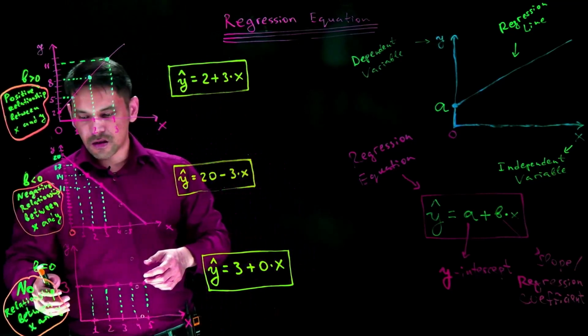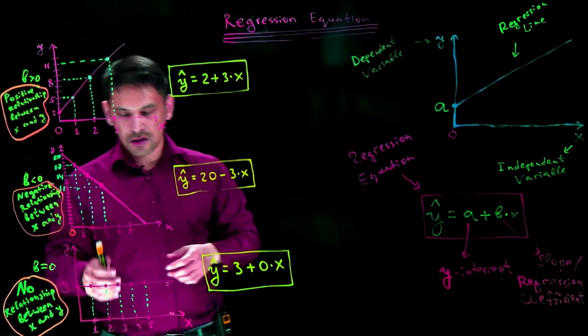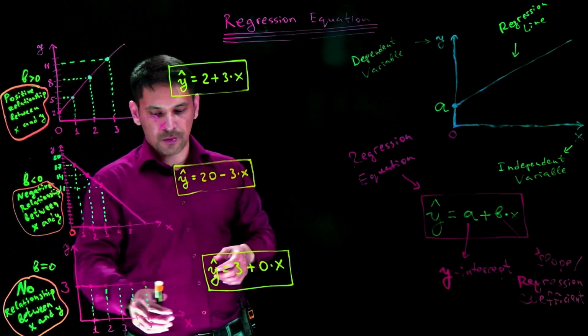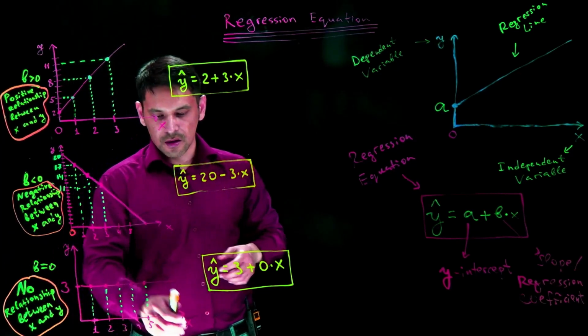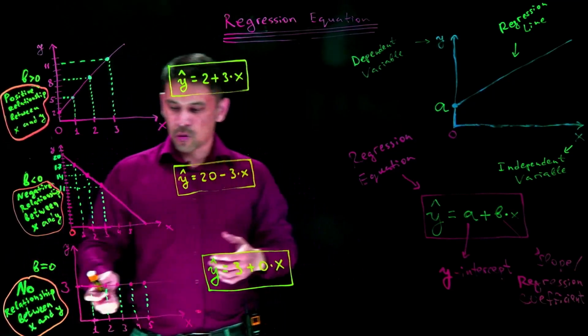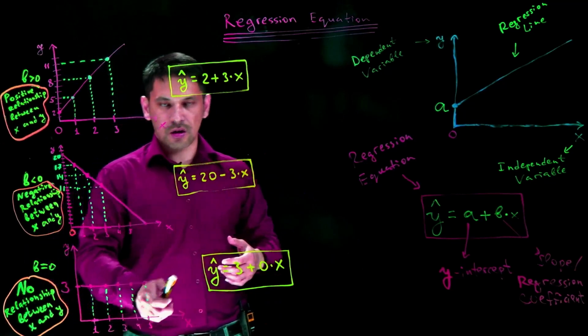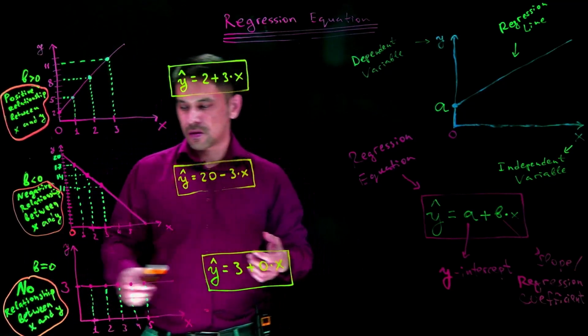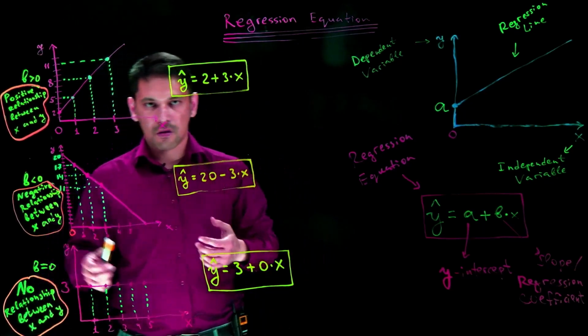Now, if the slope is equal to 0, then it means that the regression line is parallel to the x-axis. And that also means that each time x increases, the variable y doesn't change. In this case, we usually say that there is no relationship between the variables x and y.